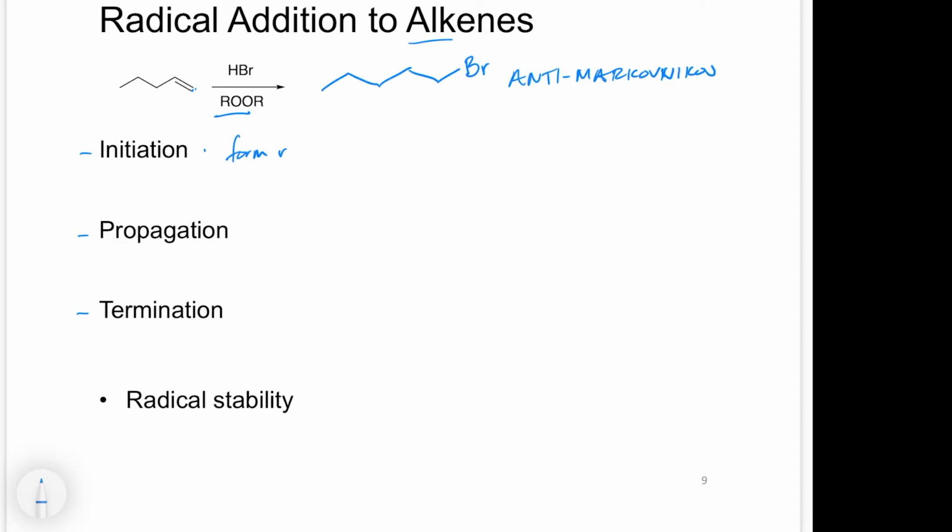So here you're going to form a radical. And this doesn't happen that much. It's just the initial step of the reaction. Now, propagation is where the chemistry really occurs, okay? So this is where you are making your product. So this is the majority of the chemistry. This is the most common step that's happening. It's this radical chain mechanism. And this is where product is formed.